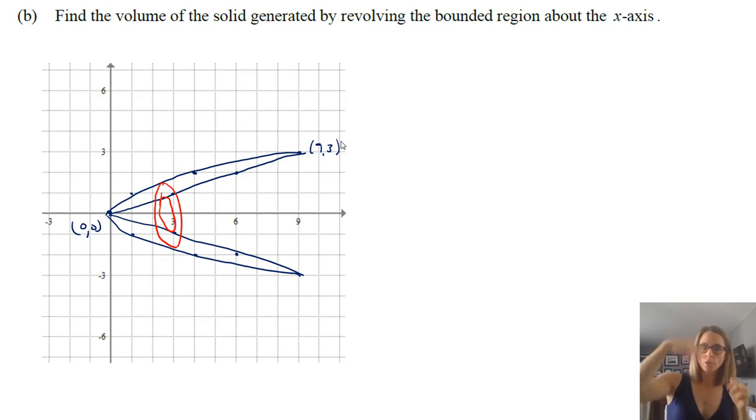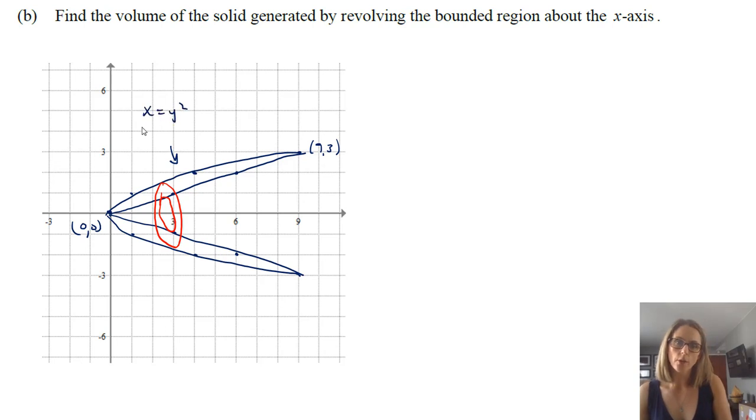So we're adding up a bunch of these washers with a width of dx, change in x. But now I want you to see that our outer function is x equals y squared, or y equals square root x, while the inner function, the inner radius, the height of that inner radius, is y equals 1/3 x. And so that changes our integral up here.